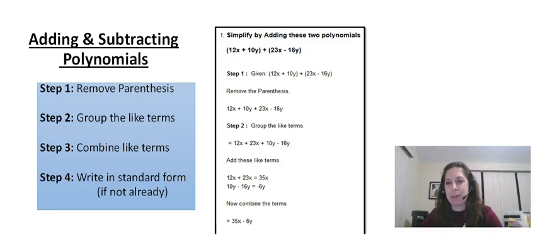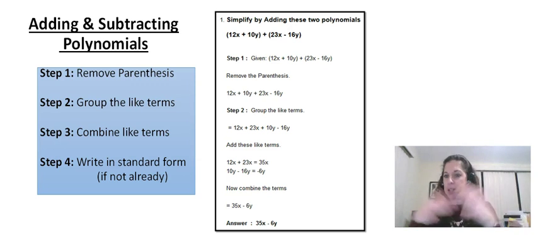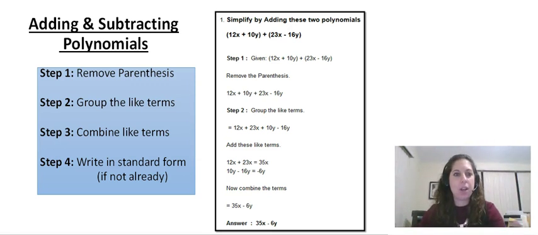Adding and subtracting polynomials. When adding and subtracting polynomials, what you're doing is basically adding like terms. Remember, like terms are those where the variables are the same. So it's kind of like you can't add apples and bananas. You add apples to apples, bananas to bananas. You can't add them together. So the first thing we're going to do is, if there's parentheses, we're going to remove the parentheses. We're going to group the like terms.